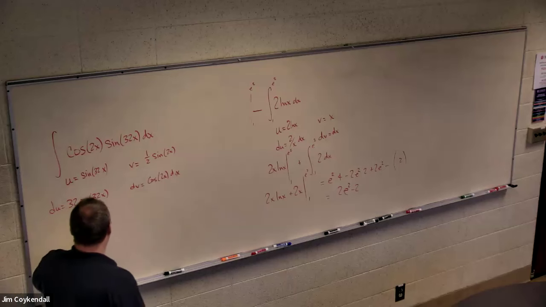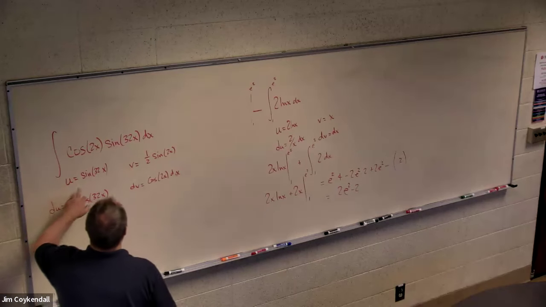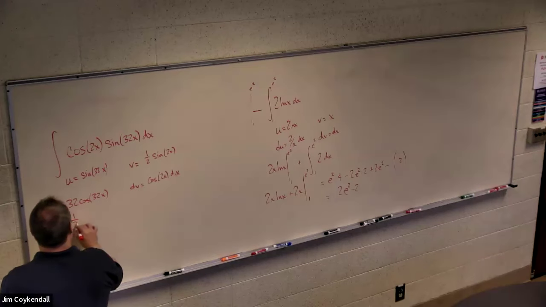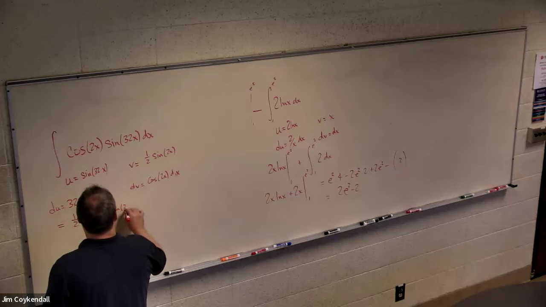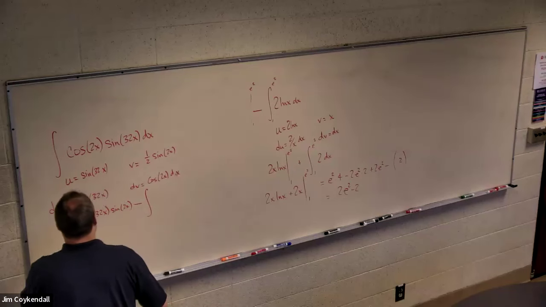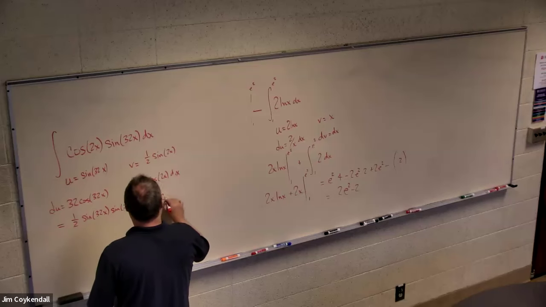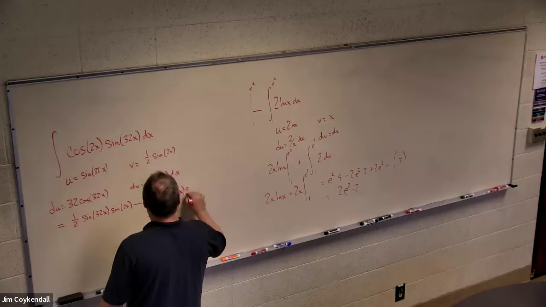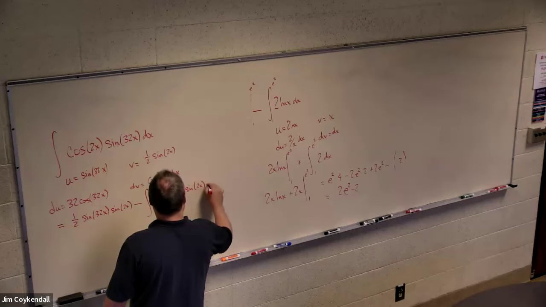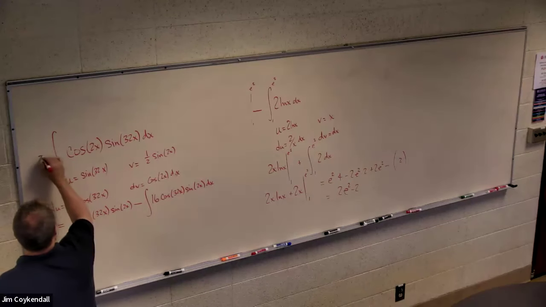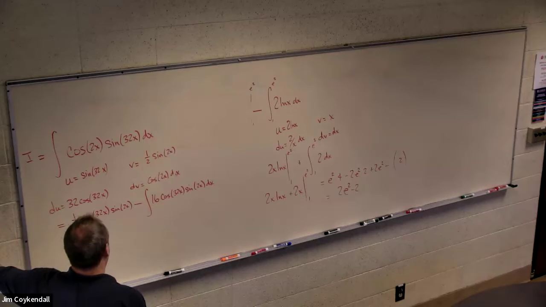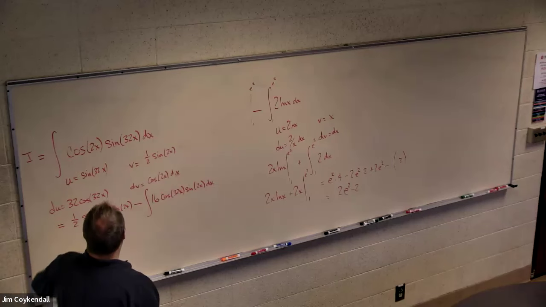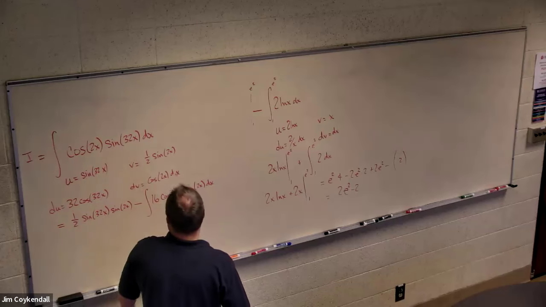So integration by parts, well, I'll get the parts of these two. So I've got 1/2 sine 32x sine 2x, minus the cross, which is going to be 16 cosine 32x sine 2x. And again, I'm going to call this I. So now I've gone from cosine with 2 and sine with 32 to cosine with 32 and sine with 2.